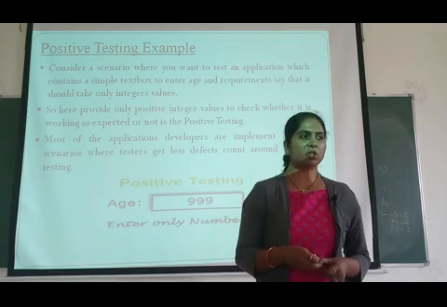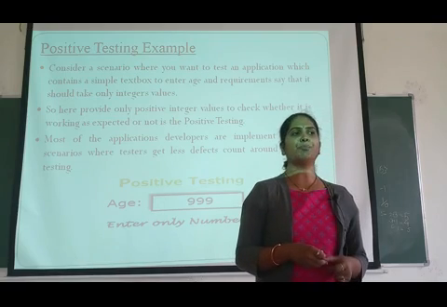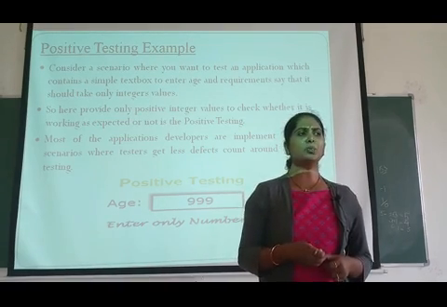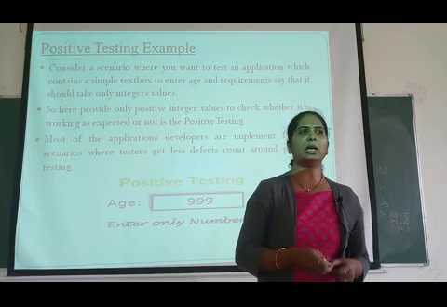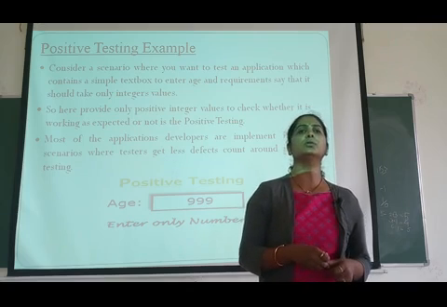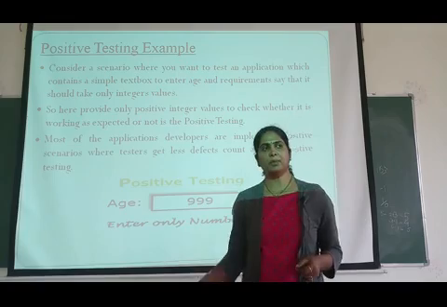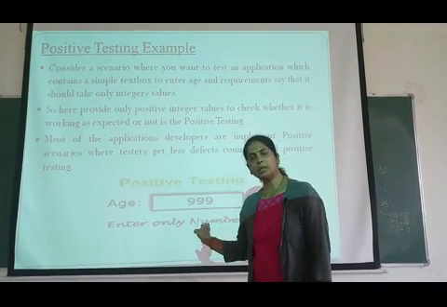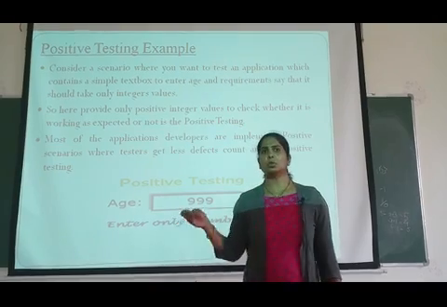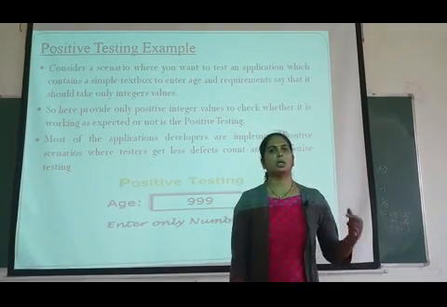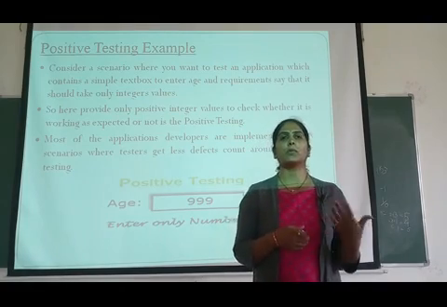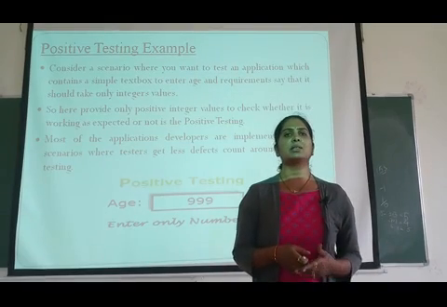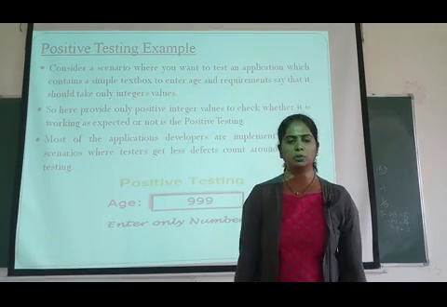Most application developers implement the positive scenario, where the tester gets a low defect count around positive testing. So this is the example, and this is the diagrammatic way we have shown it. So this is the positive section. In the next session we are going to move to the next part of black box testing, that is the negative testing.